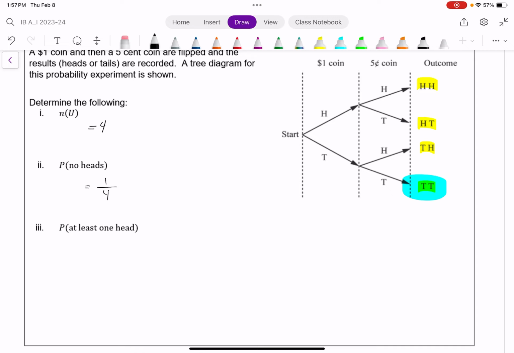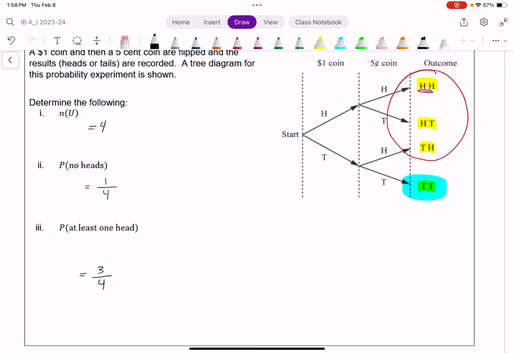The next part we call the complement. The probability of at least 1 head means everything else. Having at least 1 head means not having no heads. And so in this case, I can see the answer by looking at it. There are 3 possible outcomes that have at least 1 head, including one that has 2. So I can just see the probability is 3/4.